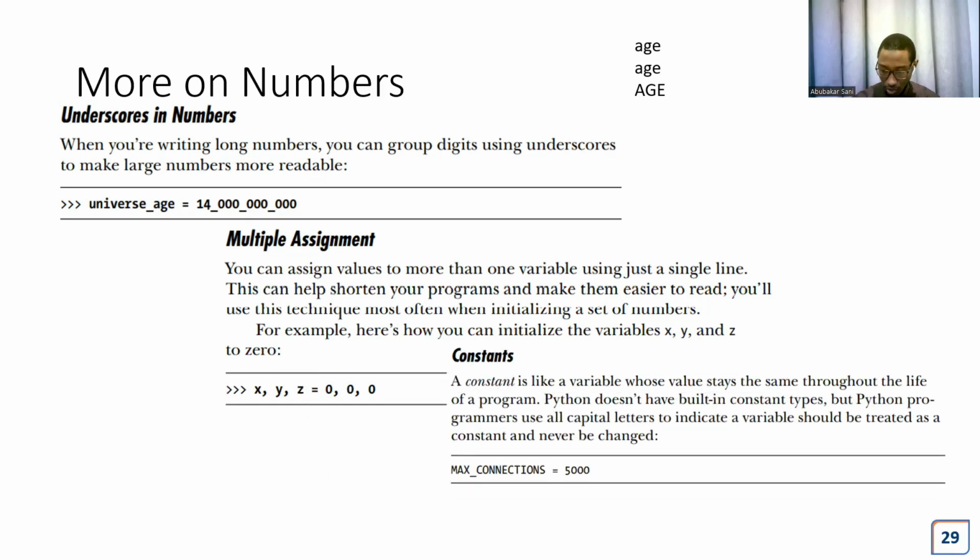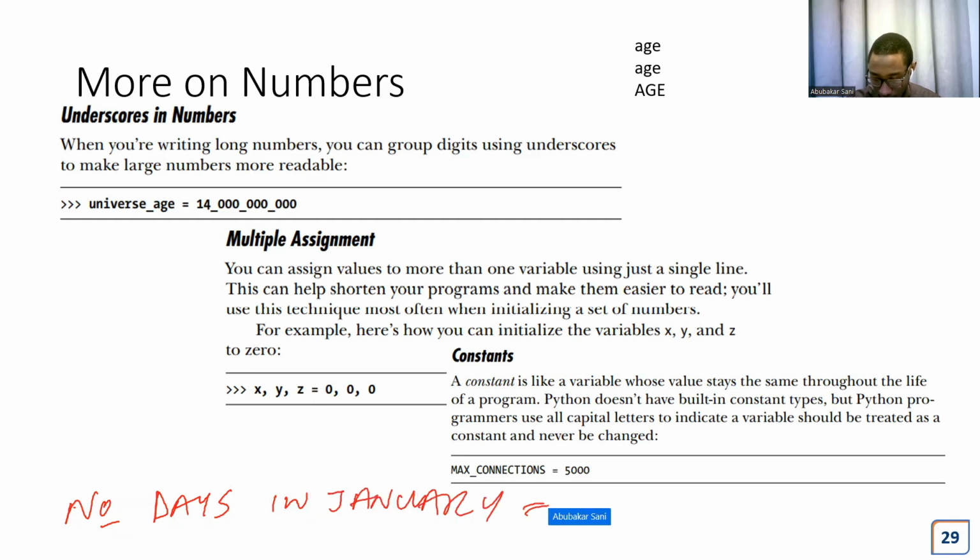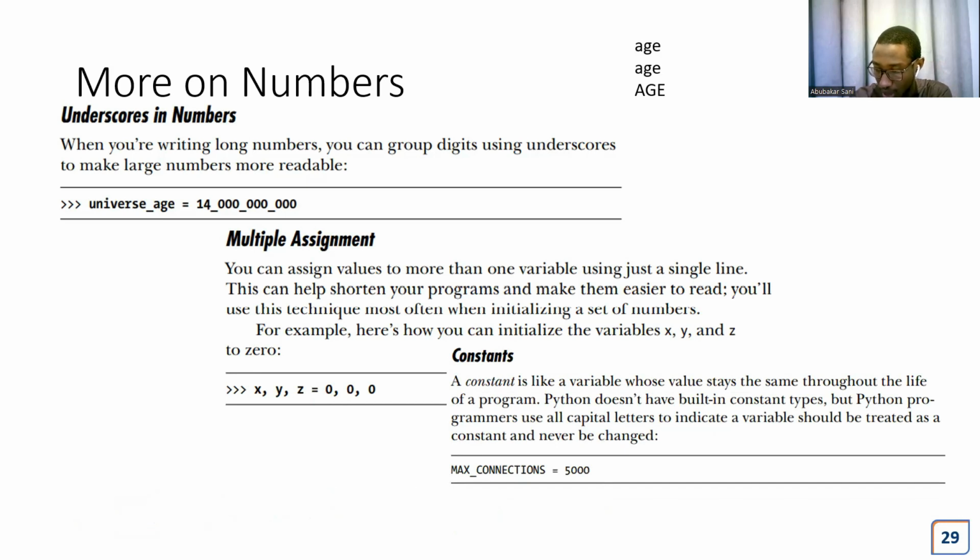Lastly, we have the constants. Like I said earlier, we have a constant value, something that doesn't change. For example, days in January. Number of days in January is 31. So it doesn't change. Remember, use maybe underscore since we cannot use spaces. So it's 31 days. In Python, we do not say const like you do in other programming languages. You use this keyword const to tell it that what comes next is a constant value.